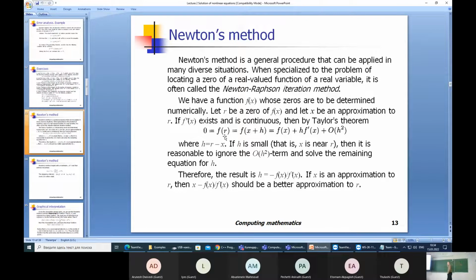So my point is that if h is small, h squared will be smaller, h cubed will be smaller, and these terms that have the powers h squared and greater can be ignored. Of course with some small error, but if h is small, h squared will be smaller, and we can ignore it.